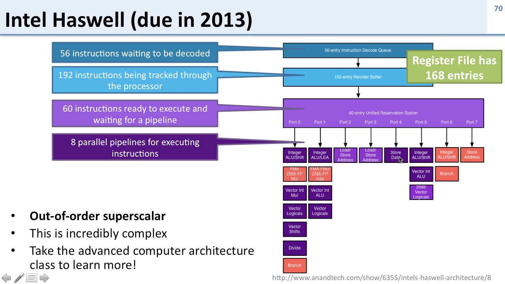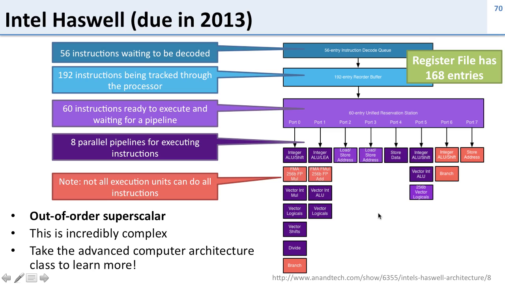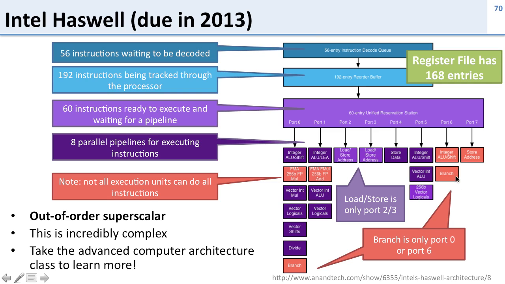Now, if you look at these different pipelines down here, you can see that not all can do the same thing. So for example, load and store instructions can only be processed through ports 2 or 3. So if we have lots of loads and stores, they have to go into this part of the pipeline. Similarly, branches can be done on port 6 or port 0. And so if you need to process a branch instruction, you need to wait for one or the other of those ports.